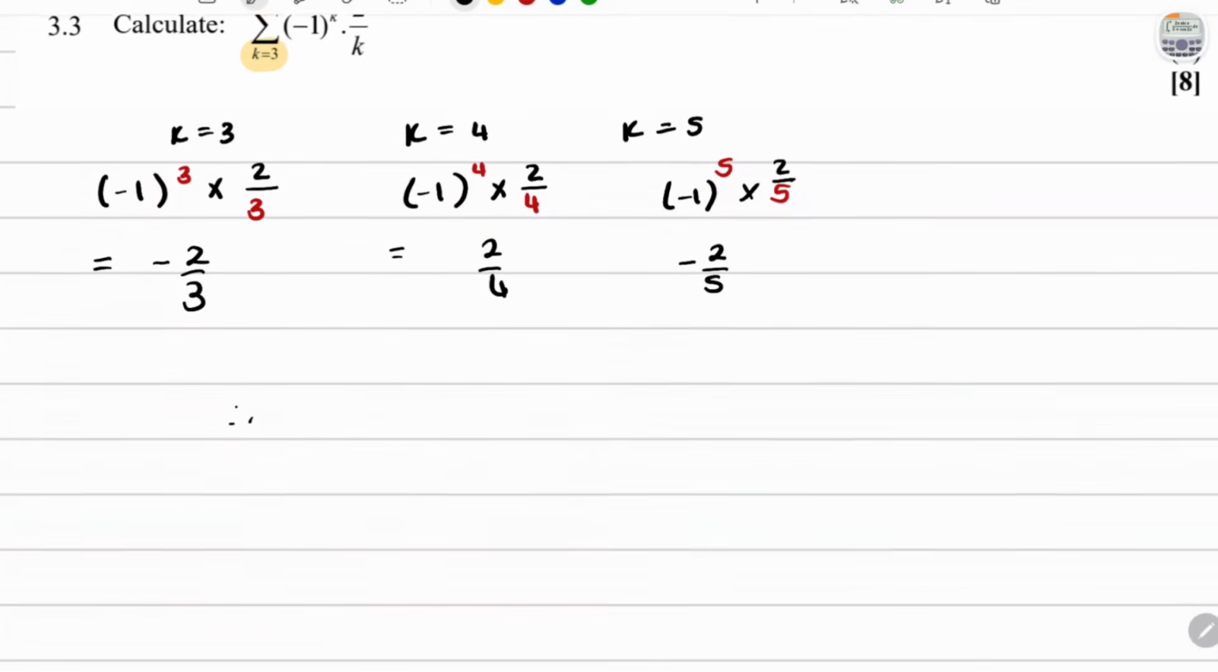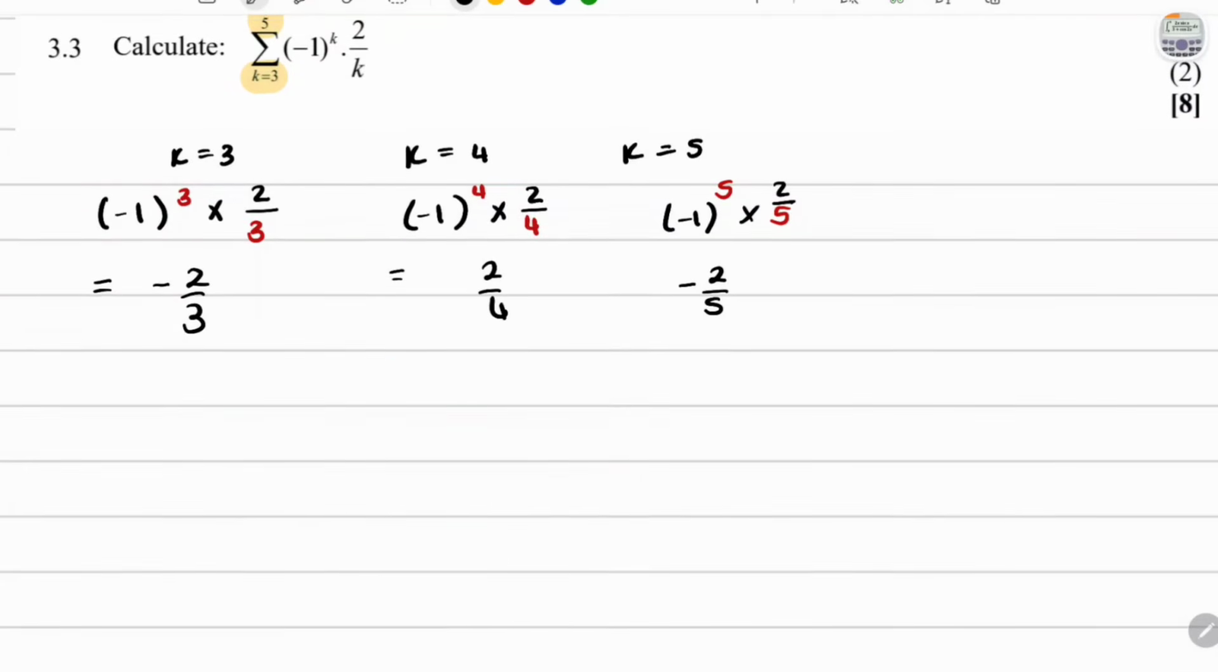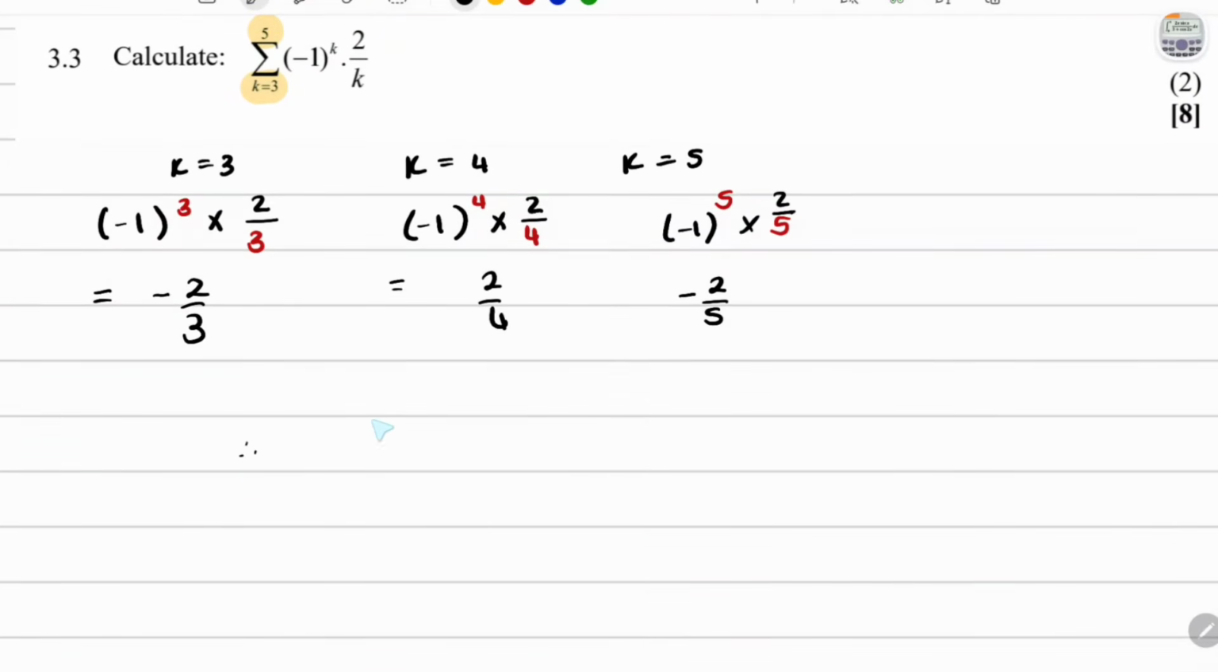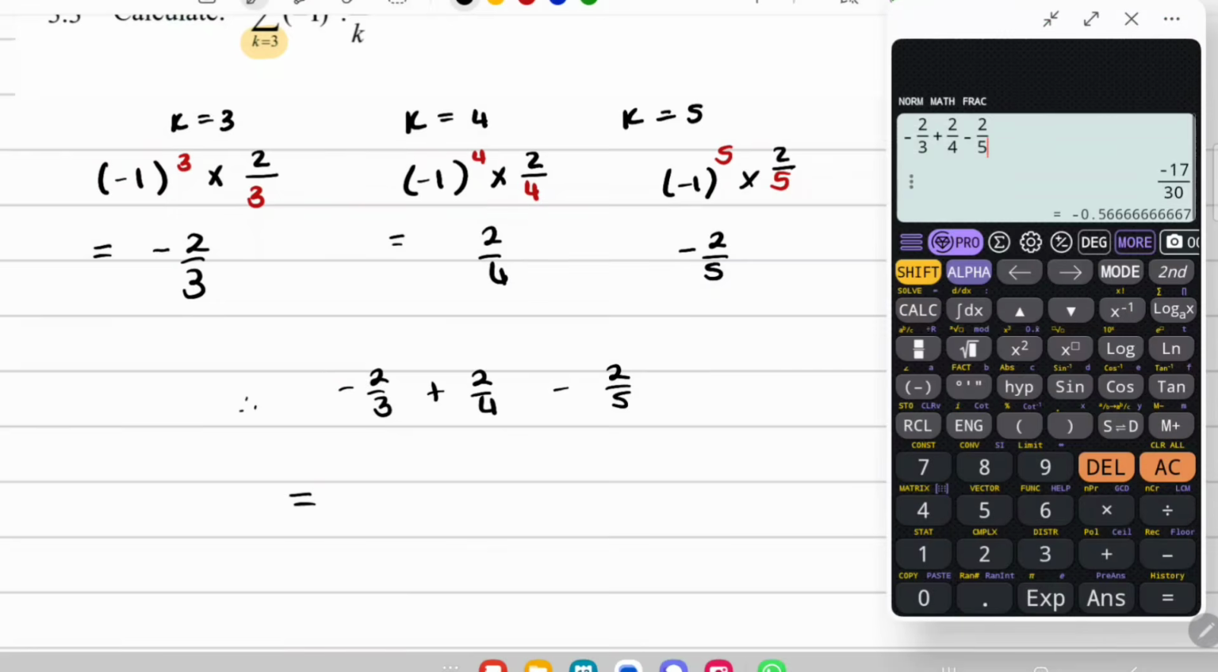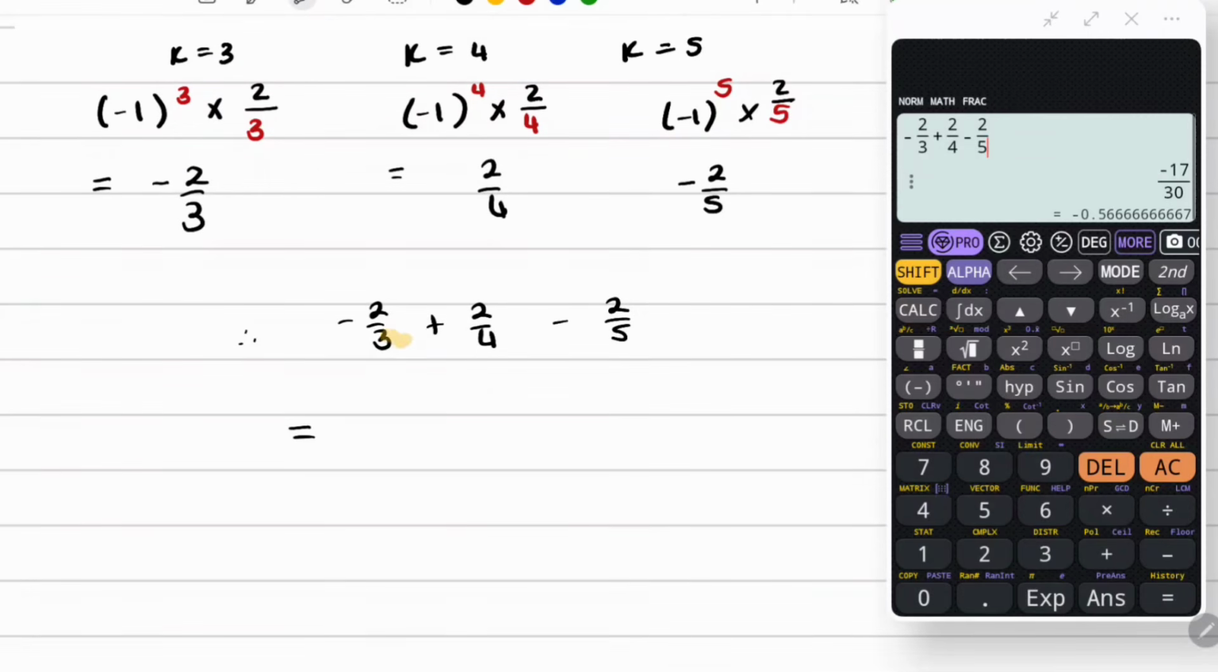So the sum of that series is going to be found by saying, if you like, you can rewrite that whole thing. It's just found by saying negative 2 over 3 plus 2 over 4 minus 2 over 5. That's all. Okay. And then you just add it up, and that is going to be your answer. So if you didn't use a calculator, you would have to ensure that all the denominators are the same. So then you will find the lowest common multiple of them and then add them up. But if you just use the calculator, your answer is just negative 17 over 30. And that is your answer.